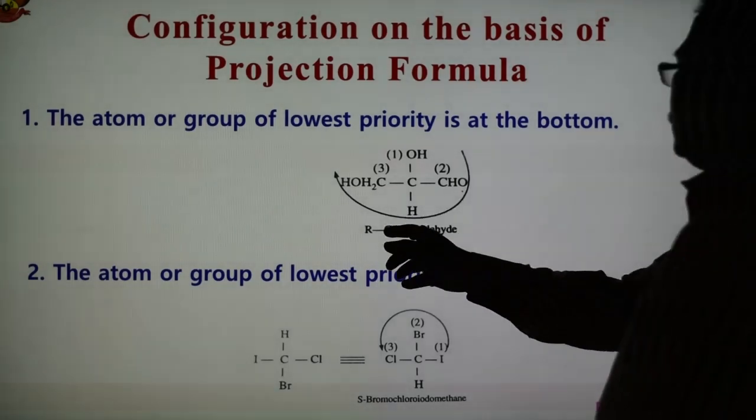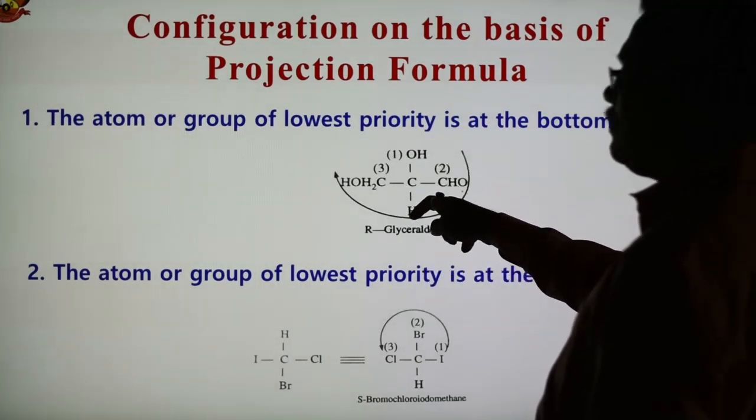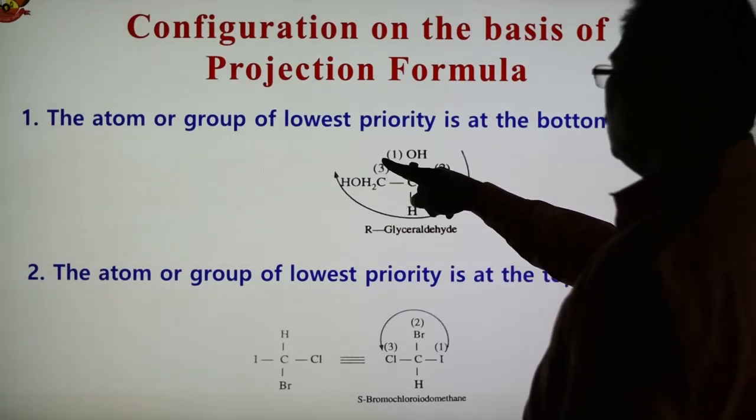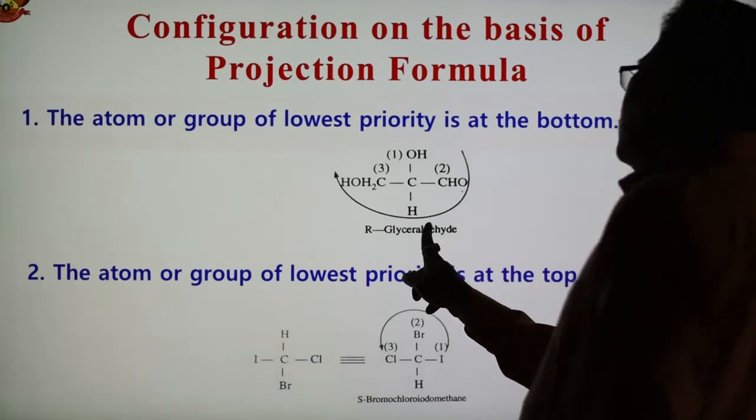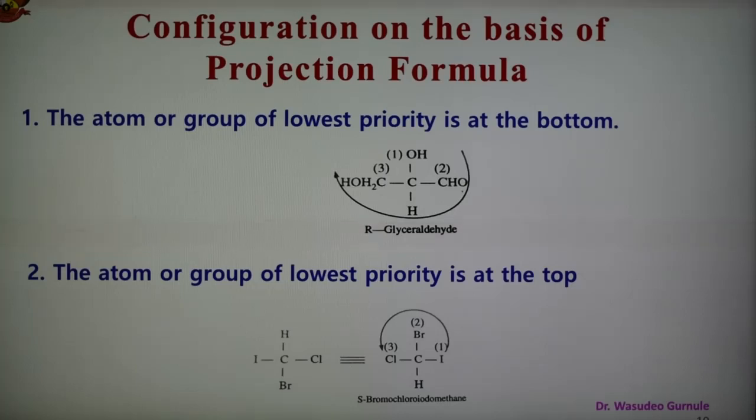An example is given here, glyceraldehyde. Here the lowest polarity is at the bottom, and now this is 1, 2 and this is 3. So we have to move 1, then 2, then 3. So clockwise. Therefore it is R-glyceraldehyde. In this way, when the lowest polarity is at the bottom, it is R-glyceraldehyde. Second, the atom or group of lowest priority is at the top. In such a case, rotate the molecule by 180 degrees so as to bring the atom of lowest priority to the bottom.